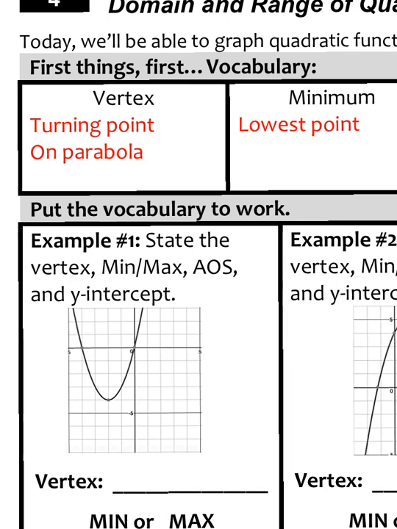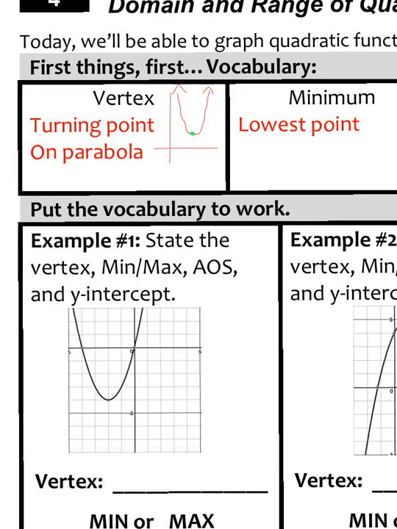We have vertex. Vertex is something that we have seen before. Over here, I have my grid, or my axis. Remember, we're going to be dealing with a parabola here. The vertex is that green point right there. Okay, so we're going to be finding that vertex a lot today.